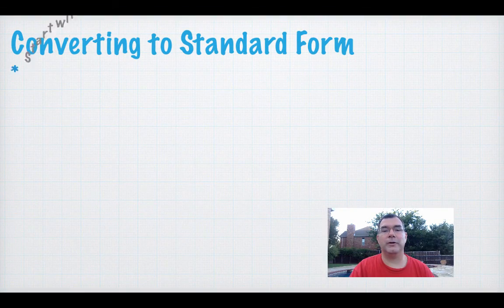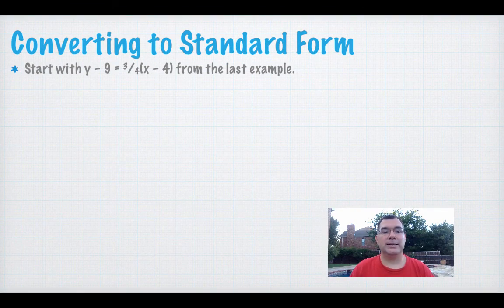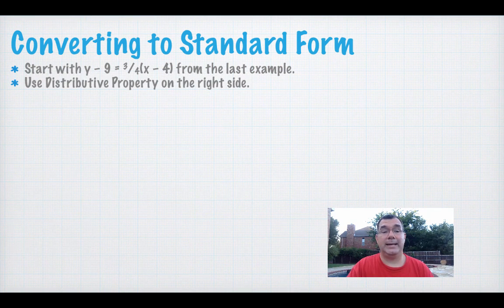All right, so if I'm converting to standard form, let's say I'm starting with this line that's already in point-slope form. y minus 9 equals 3/4 times x minus 4. That's the last example that I did. And I'm going to use the distributive property on the right because I have parentheses. So that 3/4 is going to be multiplied by the x and by the negative 4 that's in parentheses. So y minus 9 is going to be 3/4 times x minus 3/4 times 4, which is 3. So that's how I get that.